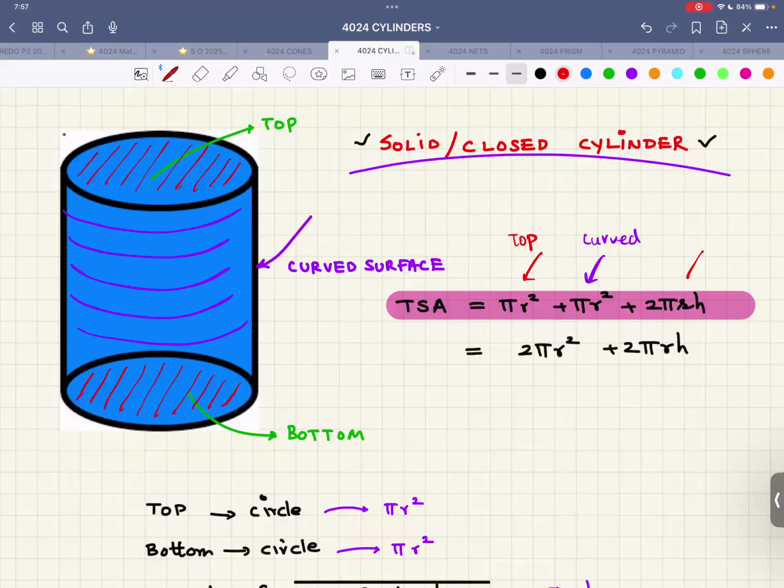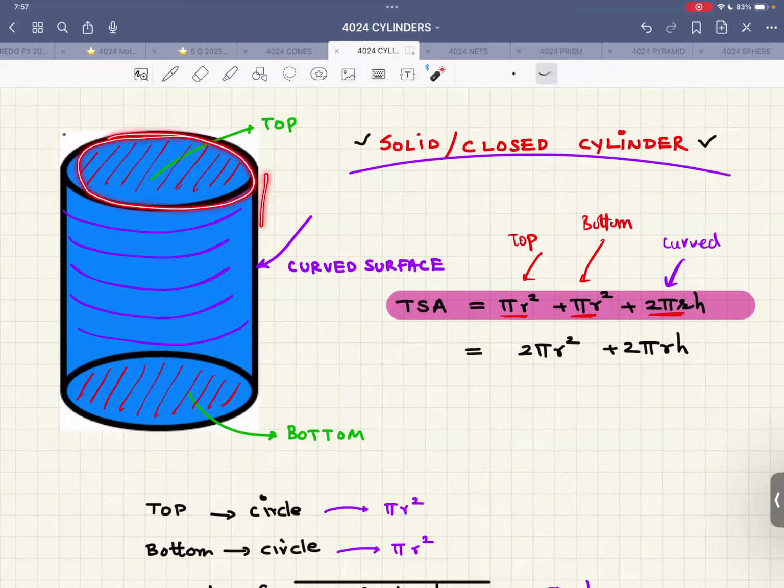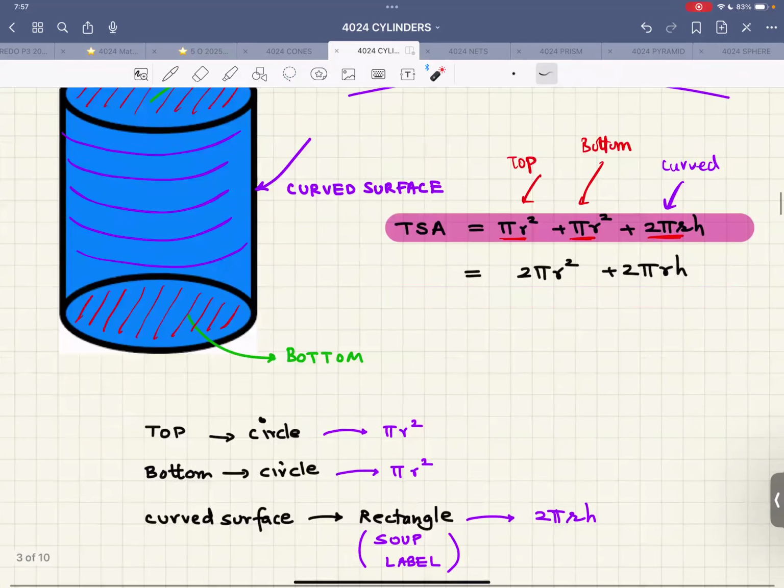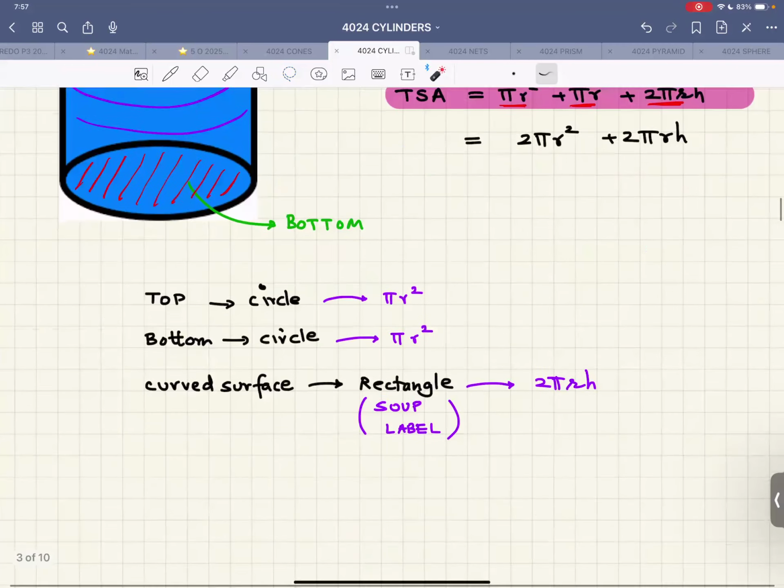My bad, I mixed up the labels. Hold for a second. The curved is over here. The top is over here. The bottom is over here. So therefore, it's a circle area. That's 2 pi r h. And there is also logic for 2 pi r h. That's the circumference multiplied by height, because if I open it up, it forms a rectangle. So that's how the formula came into being.